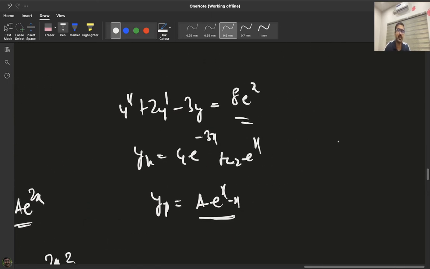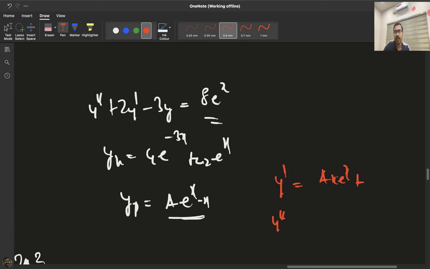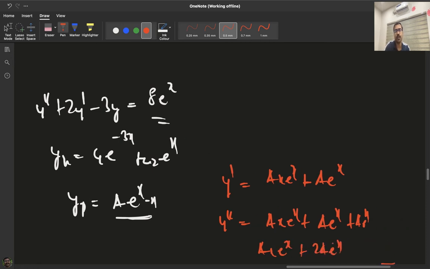Now we need to find the value of a. The rest everything is just the same. I'll substitute it there, so I need to know what y dash and y double dash are. Y dash is simply a x e raised to x plus again a e raised to x, because of our product rule. Again, y double dash is a x e raised to x plus a e raised to x plus again a e raised to x. So it will be a x e raised to x plus 2a e raised to x there. I hope it is clear.